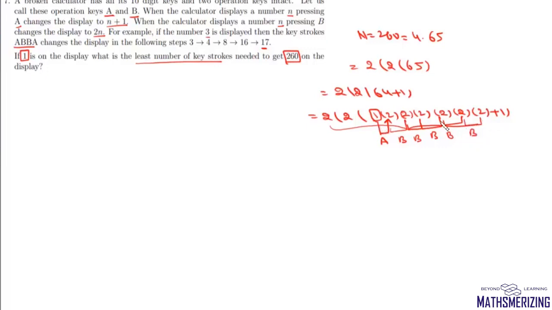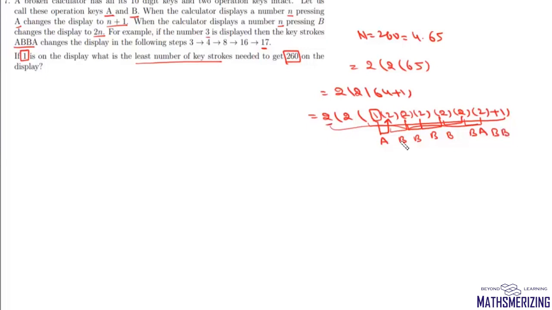So now we have 64. We'll need to add 1 to get 65, so we'll have to press A. Now once we have the 65, we'll need to multiply it with 2, so again it'll be B, and finally again we'll need to multiply it with 2, so again it'll be B.